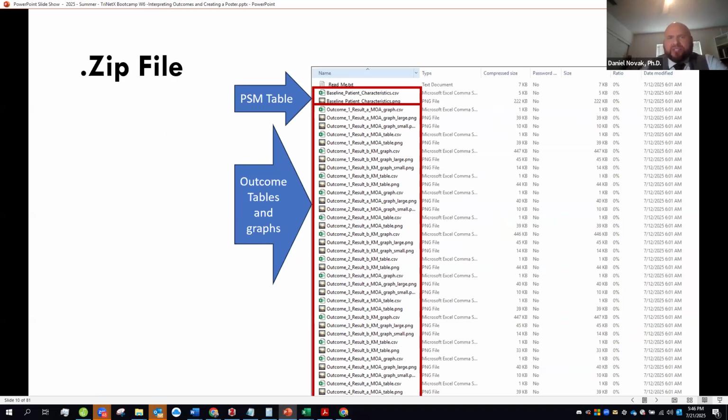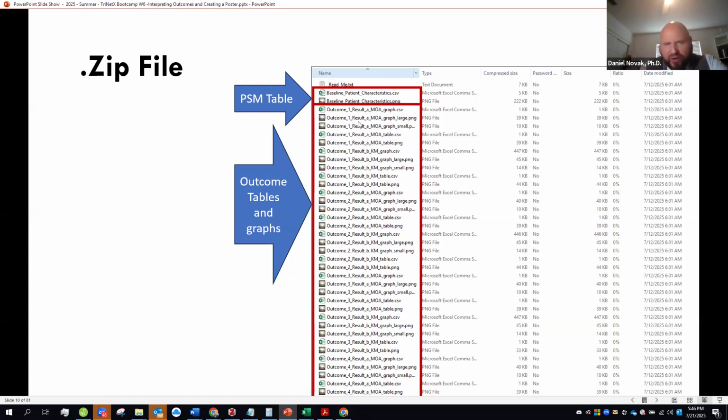Inside the zip file, you're going to have your propensity score. It's called the baseline patient characteristics. That's your propensity score matching table. And then it's going to have your outcomes and tables and graphs thereafter, each one for if you're using the propensity score, the measures of association, MOA, and then it's going to have your Kaplan-Meier graph for each one.